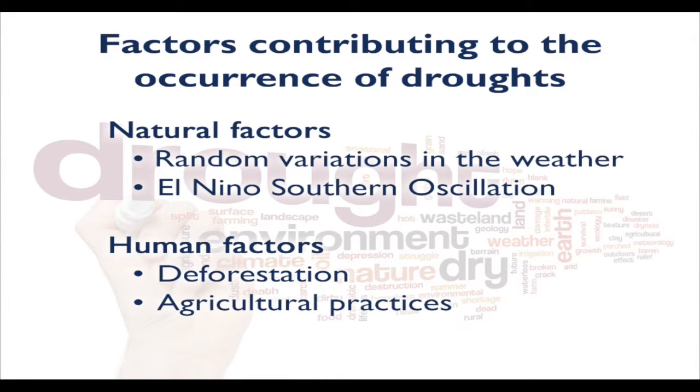So there are factors that contribute to the occurrence of droughts, and we have natural factors and human factors. And these natural factors can be just random changes in the weather itself that either create short-term or long-term drought conditions, and also other factors that we'll talk about more in a minute, like El Nino southern oscillation.